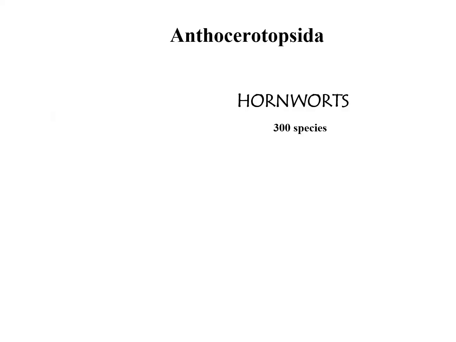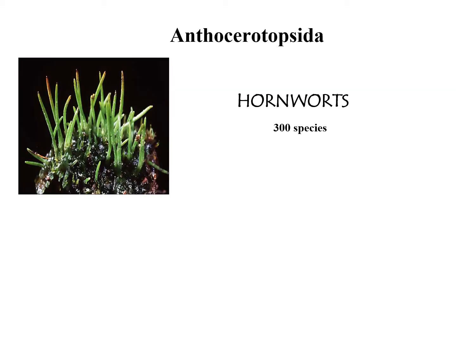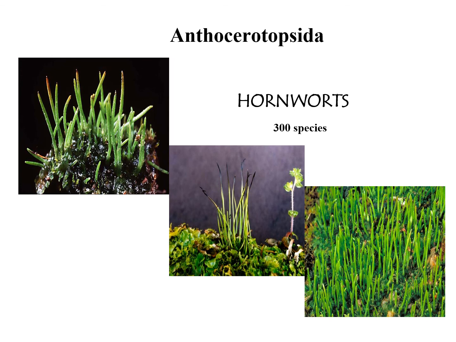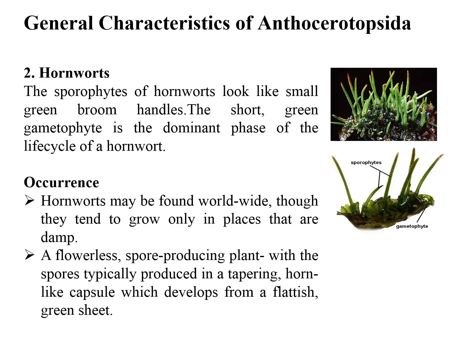Okay, the next group is Anthocerotopsida. The common name is hornworts. It consists of 300 species. The sporophytes of hornworts look like a small green broom handle, as you can see in the picture. Its shape is unique among bryophytes.